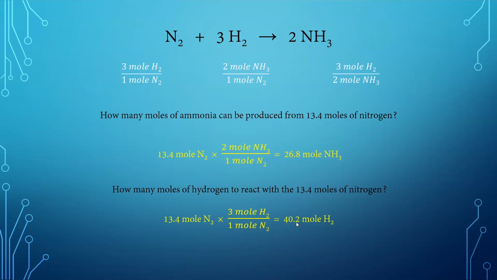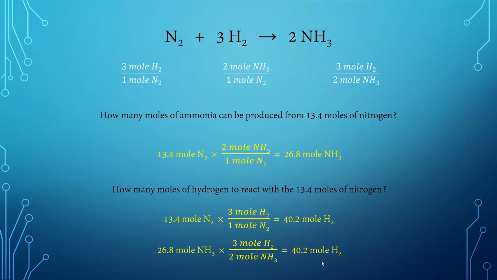Now, there's another way we could have figured this out. We've already determined that 13.4 moles of nitrogen is equal to 26.8 moles of ammonia. So we could have started the problem with the 26.8 moles of ammonia. It's like saying if A equals B and B equals C, A must equal C. We could go from ammonia to hydrogen by using this third conversion. And if we do that, we're going to get the same 40.2 moles of hydrogen.